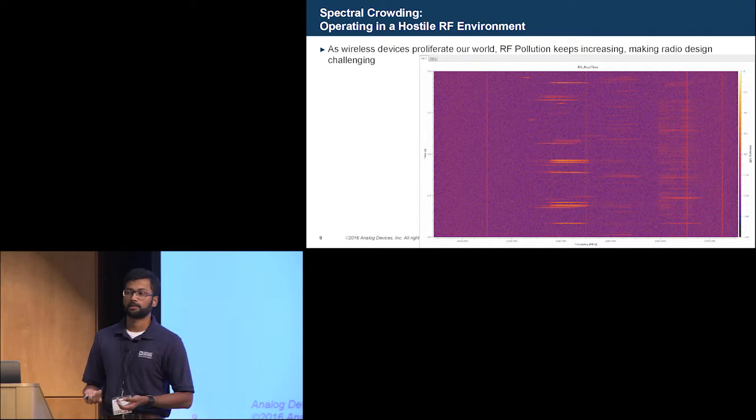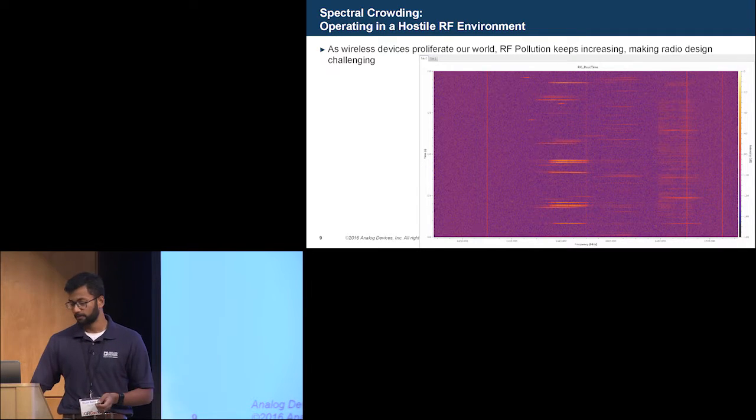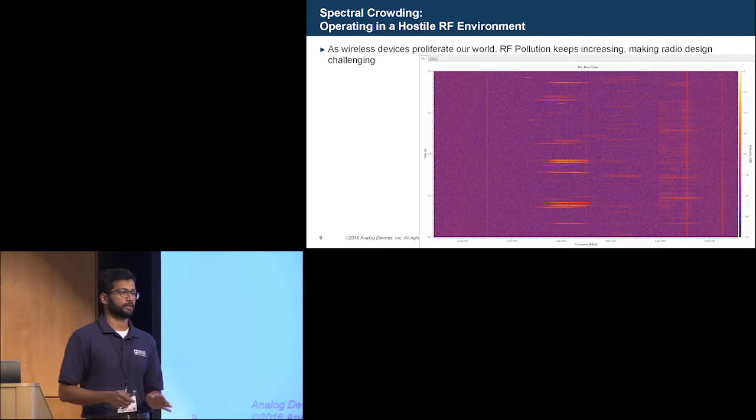And this is mainly because of poor RF hardware. Therefore, you can imagine anyone trying to do actual communications in such an environment is going to struggle, is going to have a lot of blockers and interferers.